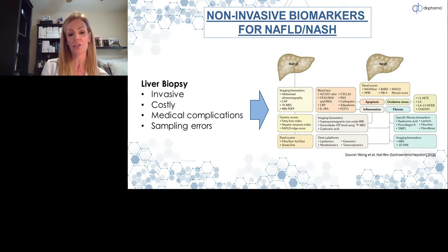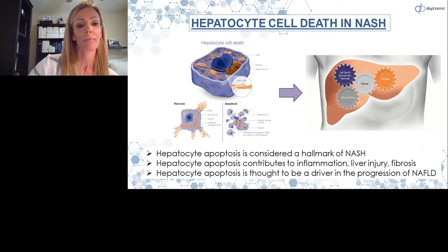Imaging tools such as ultrasound, MRI, and MRE have been used for assessing steatosis and fibrosis, and specific biomarkers, as well as panels of biomarkers, lipidomics, and metabolomics have been used to monitor changes in other NASH parameters, such as inflammation, oxidative stress, and apoptosis. The advantage of these non-invasive tests is that they can be done repetitively over a short period of time. However, I should mention that as of now, none of these have been validated by definitive trials to predict clinical outcomes.